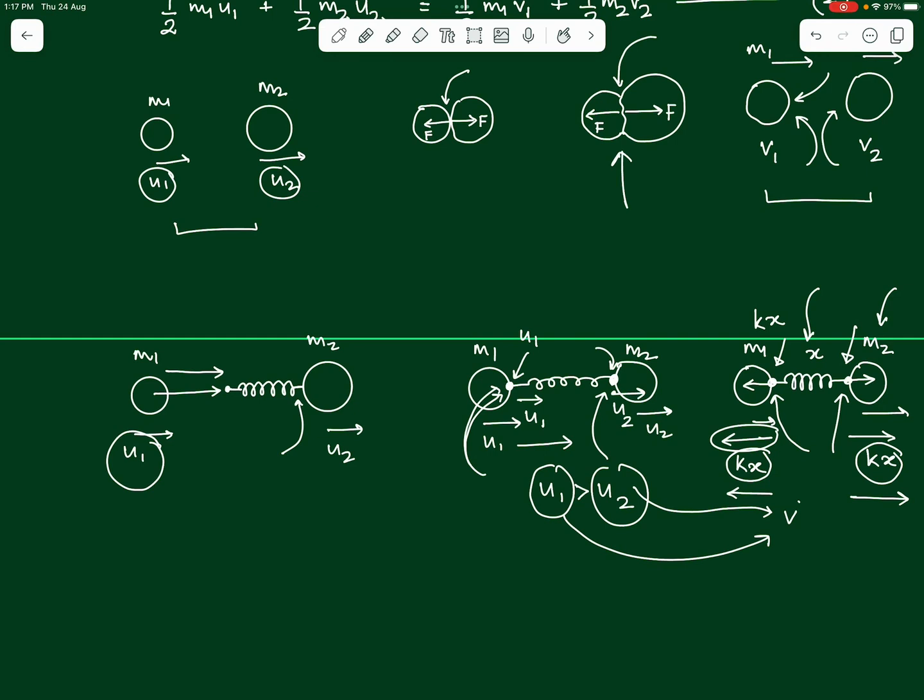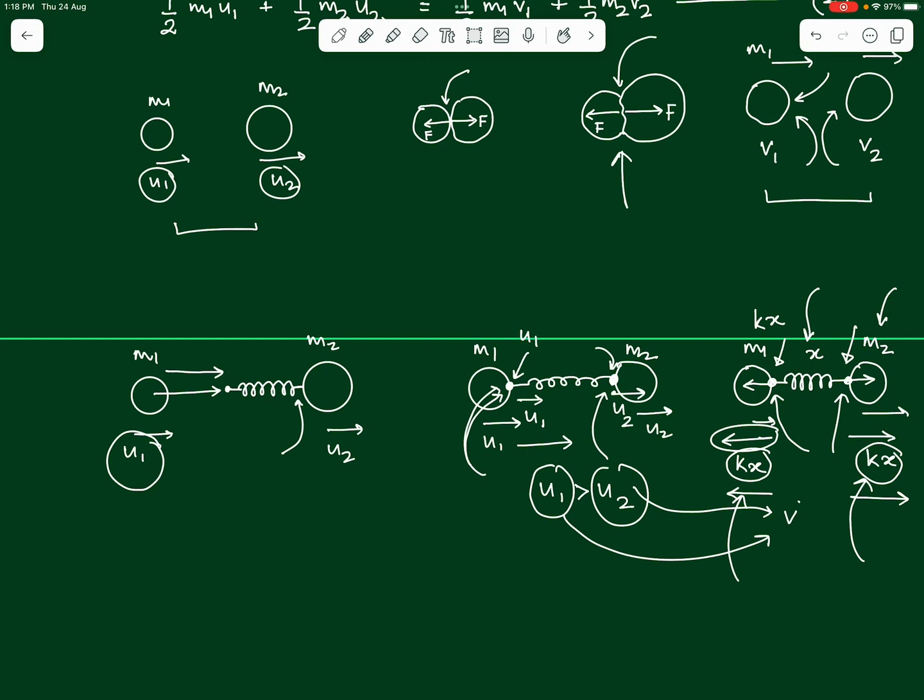At this point, if you can understand, this will be the state of maximum compression of the spring. Why maximum compression? Because till here the spring was getting compressed continuously. At this moment it stopped getting compressed further, whereas after this time the spring will now open up. Why will it open up? It will open up because the forces kx are still acting on the two bodies.